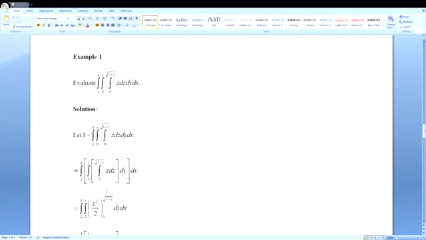First we integrate with respect to z. For z, the integration is z square by 2. Z square by 2, the limit is 0 to root of x plus y, then dy, dx.